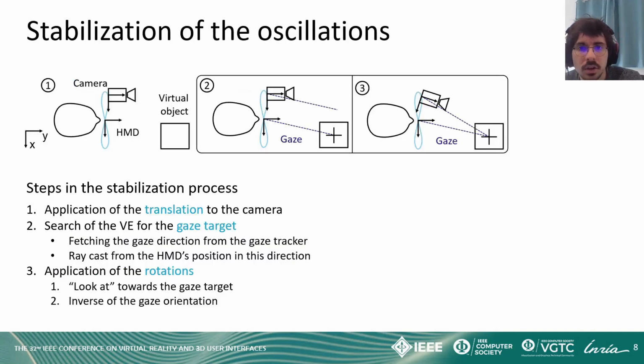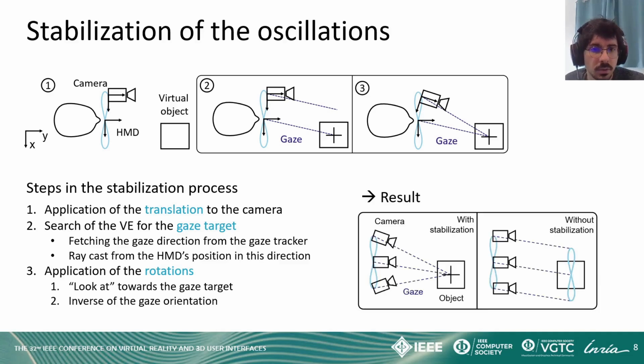Concerning the stabilization of the field of view, we followed a simple process in three main steps. Firstly, we applied the translation that I just described to the camera. Then we scanned the virtual environment to find the target of the gaze using the data provided by the gaze tracker. And finally, we applied rotations to the camera so that the direction of the gaze would be aligned to the gaze target in this new camera position.